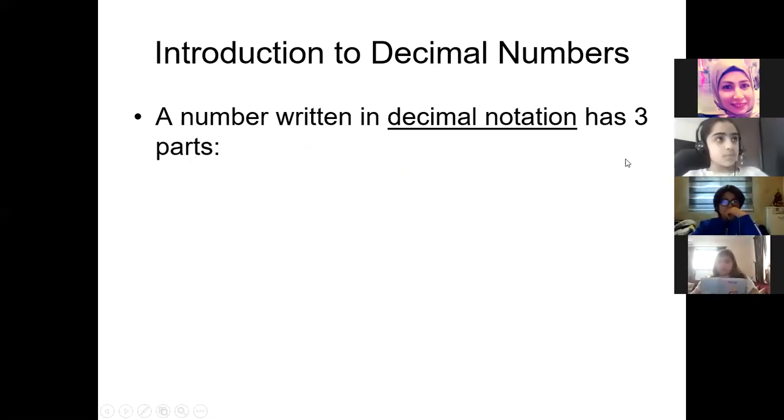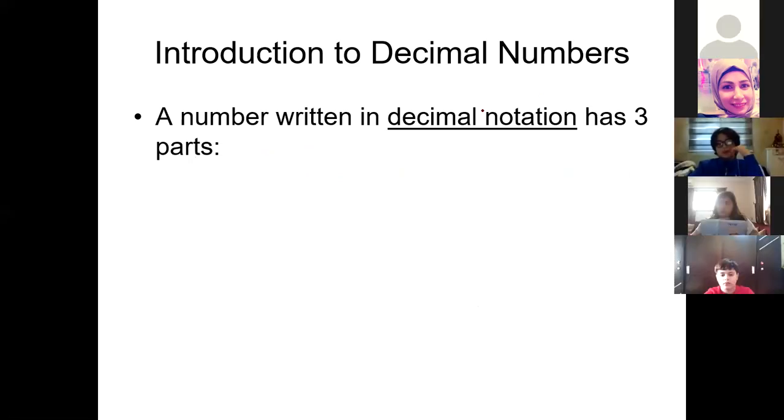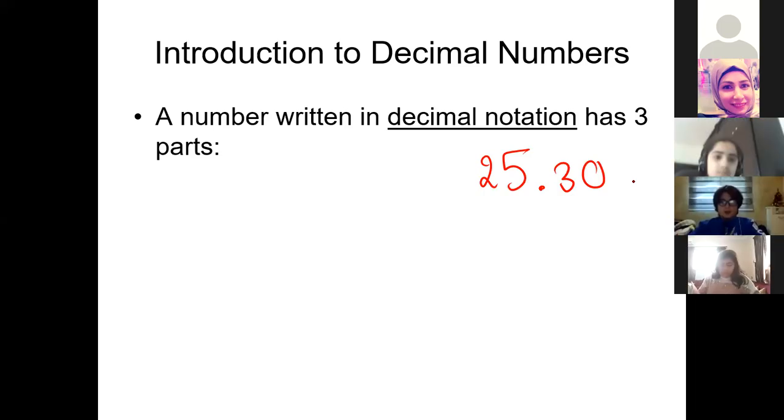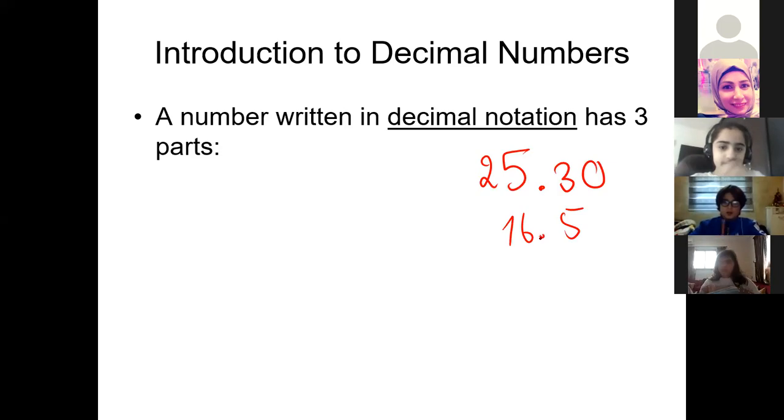Leia. Like can we do 25.30? Excellent. Bravo, Leia. Proud of you. 25.30 is a decimal number. So 16.5, and so on. Plenty of decimal numbers. We know plenty of decimal numbers.